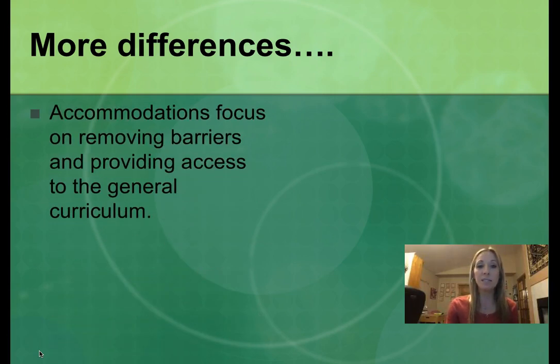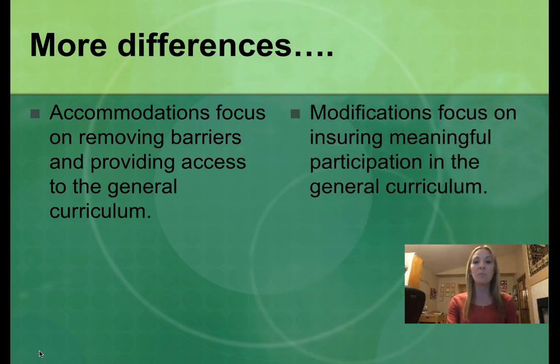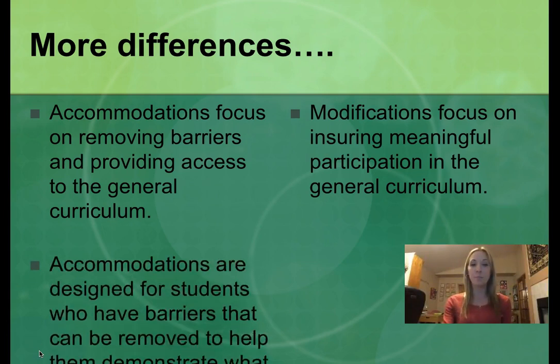Here are some more differences. Accommodations focus on removing barriers, and again, really highlighting the word access. So if you have a hard time remembering the difference between the two, remember accommodations are about access. A is for access and accommodations, if that helps you remember it all. Whereas modifications focus on ensuring meaningful participation in the general ed curriculum. It's about participating in the curriculum, not necessarily access.